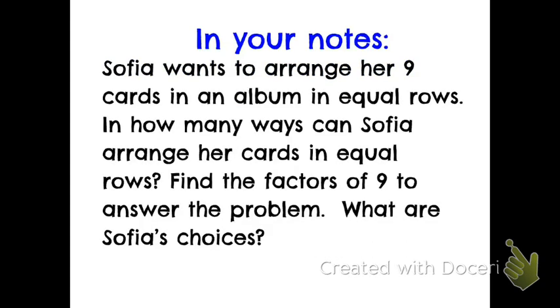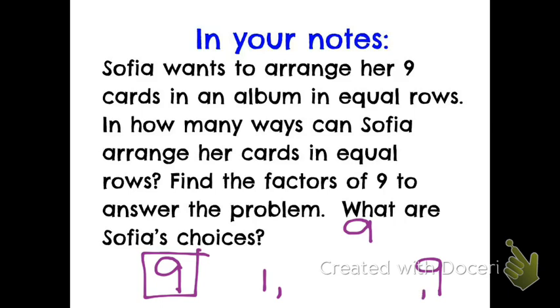In your notes, you're going to write down not this entire problem, but we are going to do the factor part together. So let's read it right now. It says, Sophia wants to arrange her 9 cards in an album in equal rows. How many ways can Sophia arrange her cards in equal rows? Find all the factors of 9 to answer the problem. What are Sophia's choices? Well, for this one, again, I'm going to start with my 9. Right? This is the number that I'm trying to factor. So I have 9. Well, the first one would be 1 and the number itself, so 1 and 9.